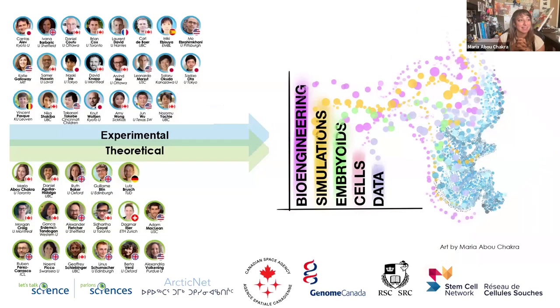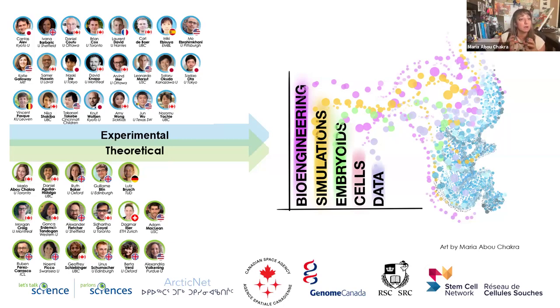And though, how are we going to do this? Well, we're going to do this as a team. One person cannot do this. And we have a great international team. And this team is composed of experts. Some can grow organoids in a dish. Others can coerce stem cells to do whatever they want to do. There's theoreticians that are mathematicians, physicists, engineers.